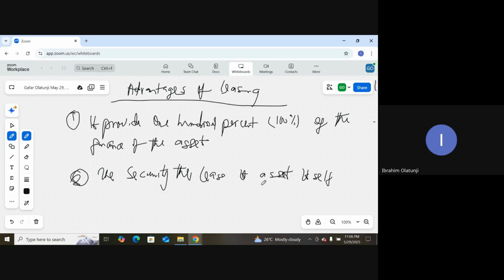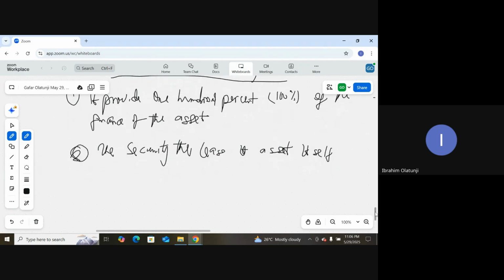So another thing that we can also look at as part of the advantages of leasing is that when you compare lease and bank loan, that's one of the things we have to consider: which one is easier? Then we can say lease may be easier to arrange than bank loan, especially for small companies. So lease may be easier to arrange than bank loan. Is it clear?